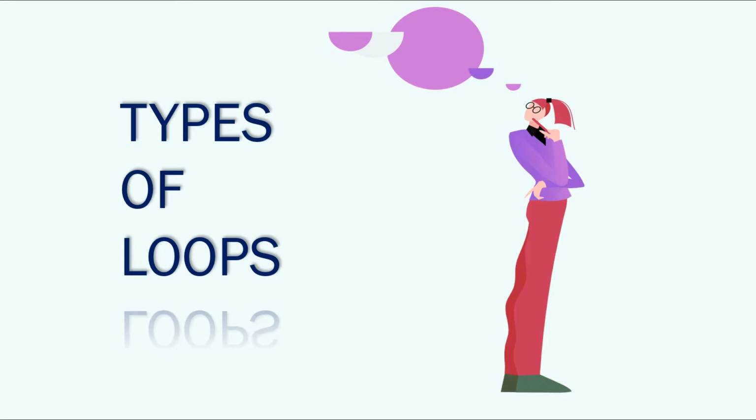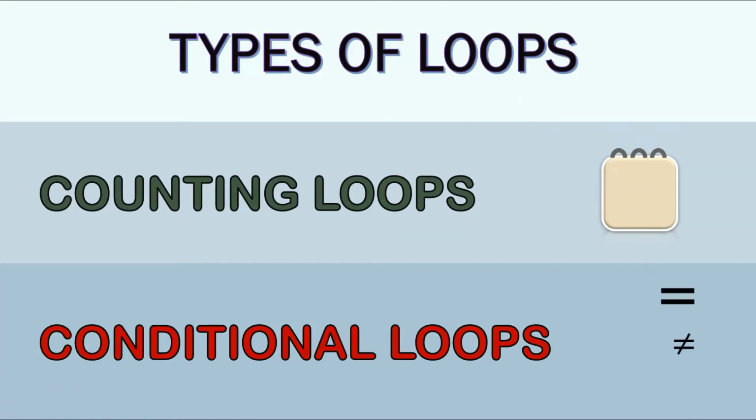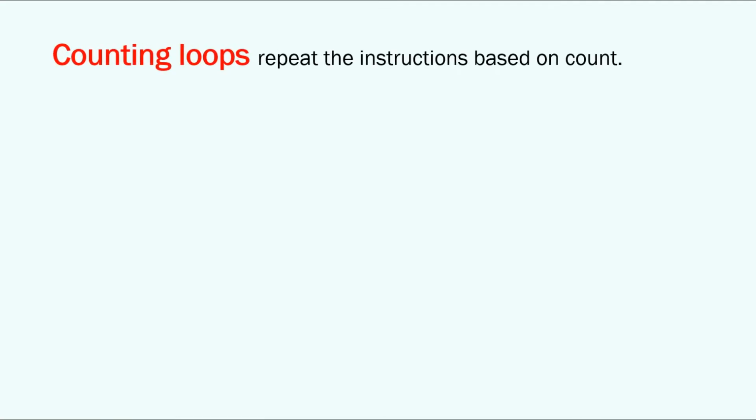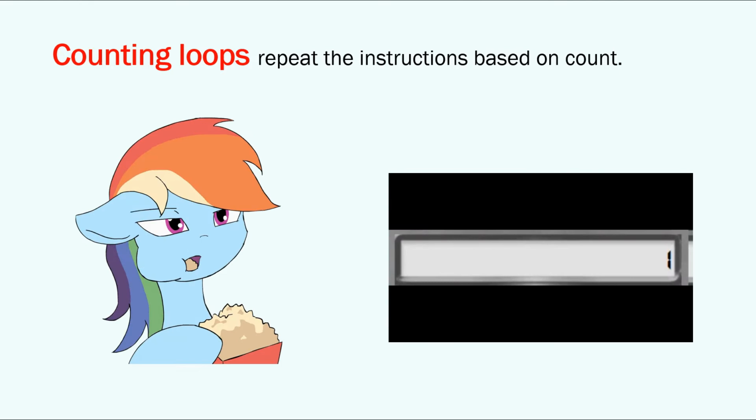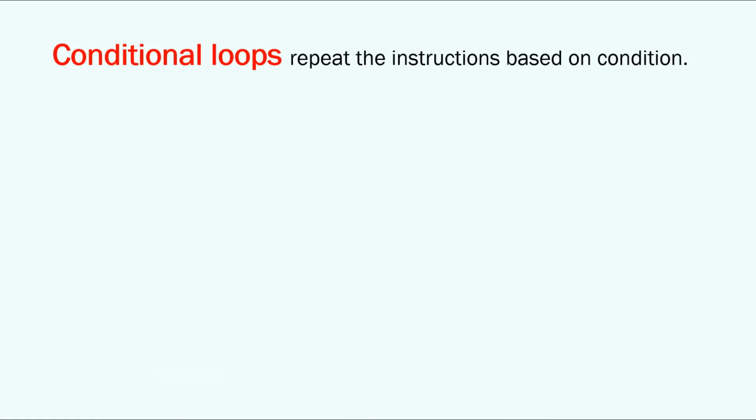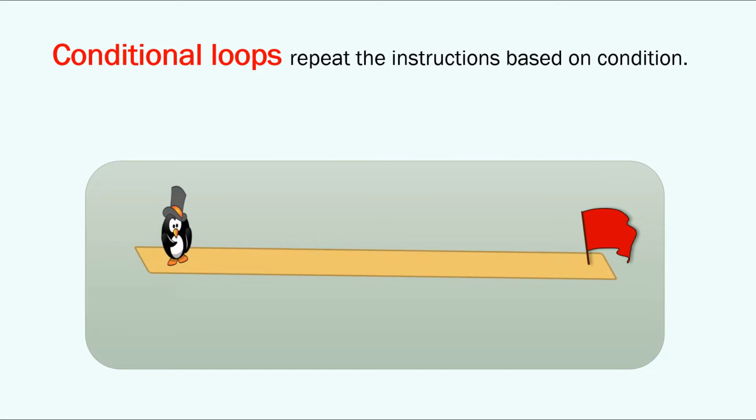Guys! Continuing our discussion on loops, let's learn about the types of loops. There are two types of loops: counting loops and conditional loops. Counting loops repeat the instructions based on count. Like, you should chew your food 32 times. So, you swallow it after chewing 32 times. On the other hand, we have conditional loops, which repeat the instructions based on condition. For example, you should keep moving forward until you reach the flag.